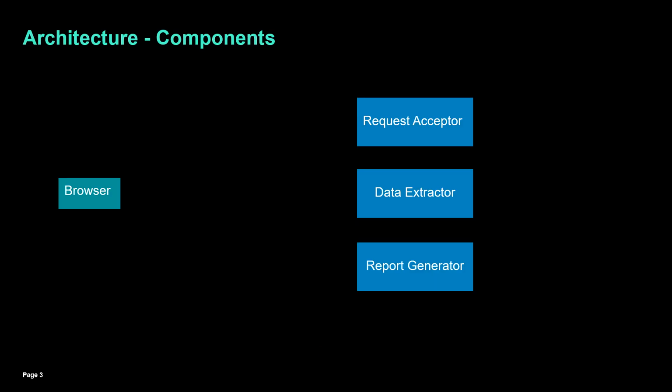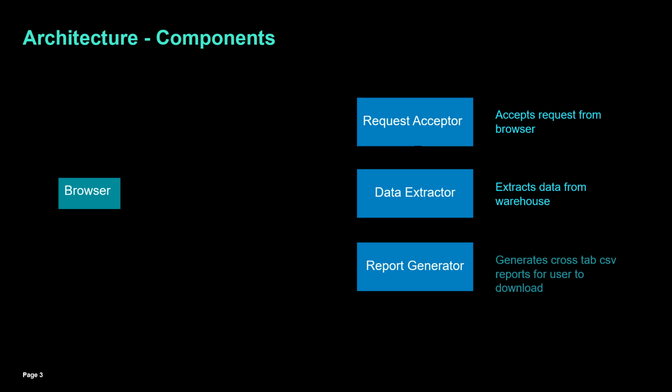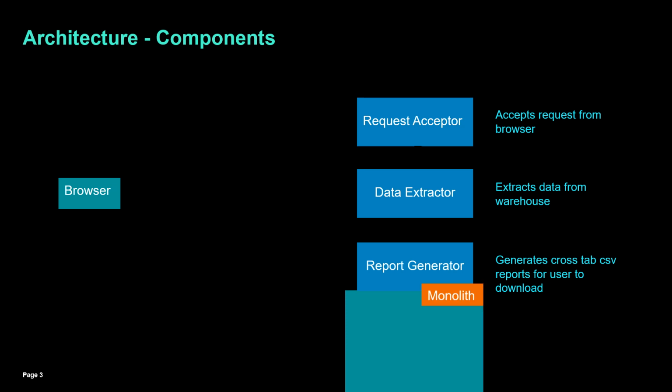Let's talk about first the components. So, the very basic set of components which I can think of is you have a request acceptor component which accepts the request from the browser and then passes on the control to the data extractor, right? The data extractor is the component which runs heavy, complex queries against the data warehouse, picks up the data and then passes on the data to the report generator, which finally runs heavy business logic on top of this data and performs processing to finally generate a cross-tab CSV report, right? And here the browser is the client which initiates the request.